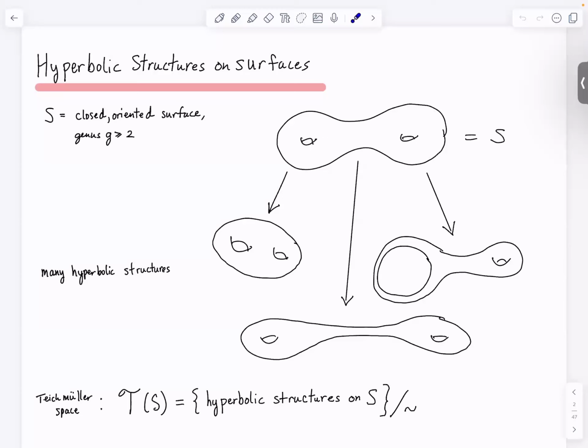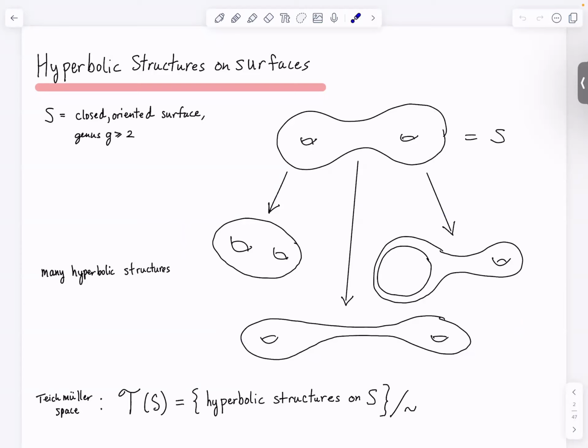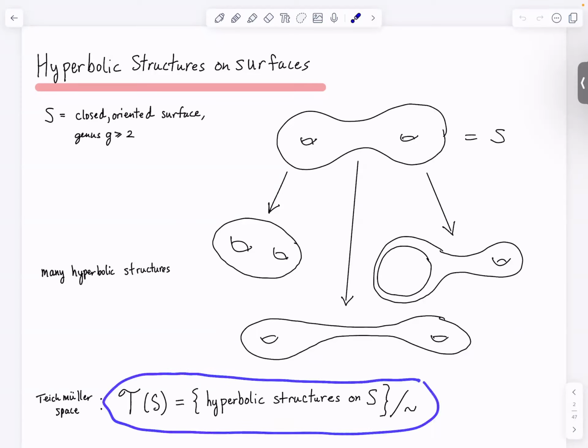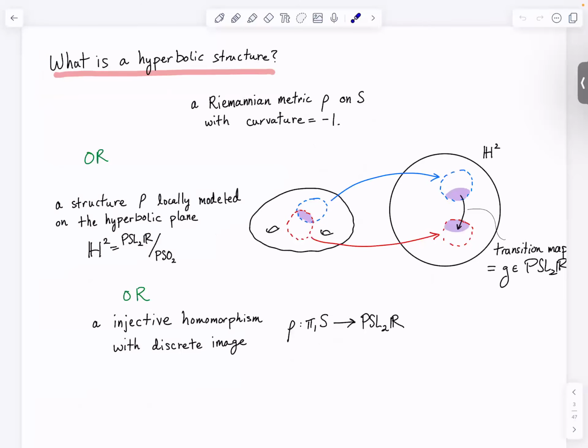Okay, and this topological surface admits many different hyperbolic structures. I've drawn some here. And these hyperbolic structures are organized into what's known as the Teichmüller space of S. So I'm going to define that here. That's just the space of hyperbolic structures on S up to some equivalence. Okay. All right. So what is a hyperbolic structure?